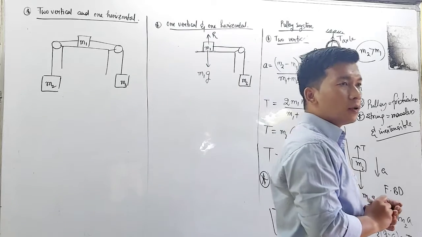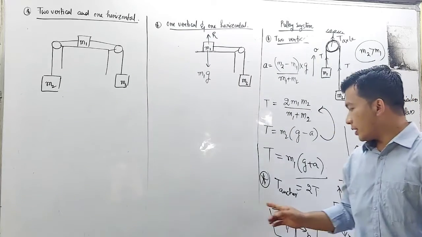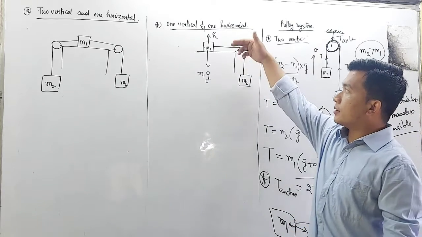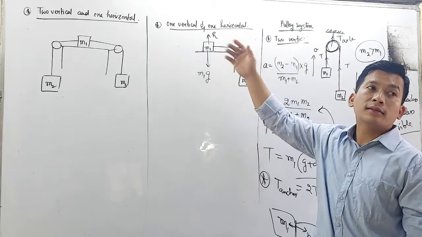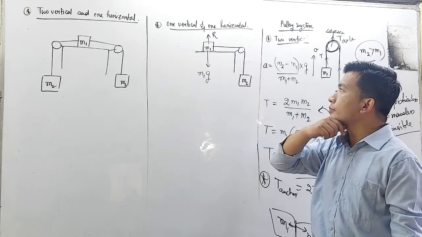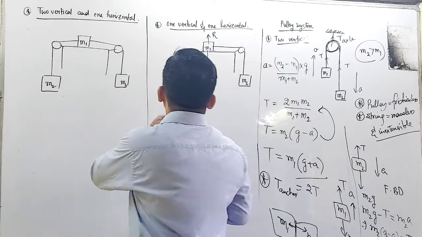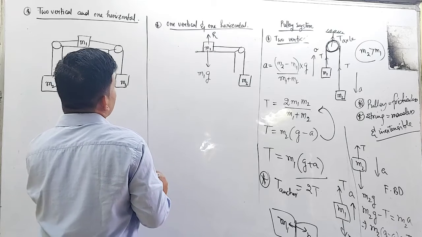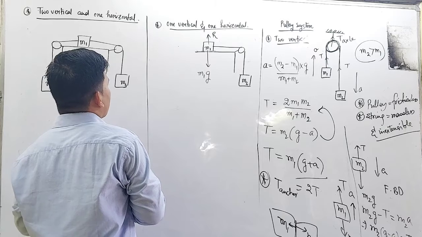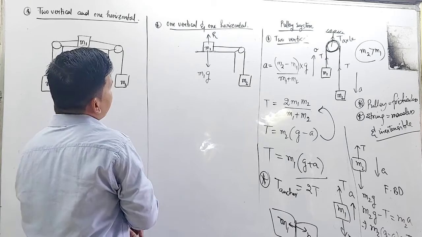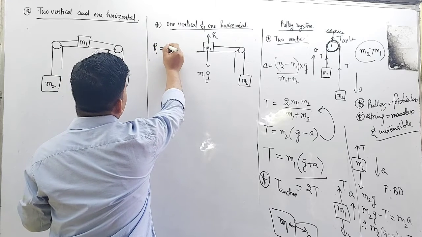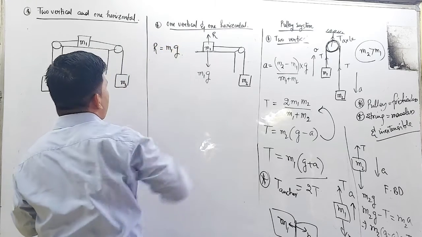According to Newton's third law, whenever there is contact, there is action and reaction. Can we have this R equal to M1G? Do you understand this concept or not?